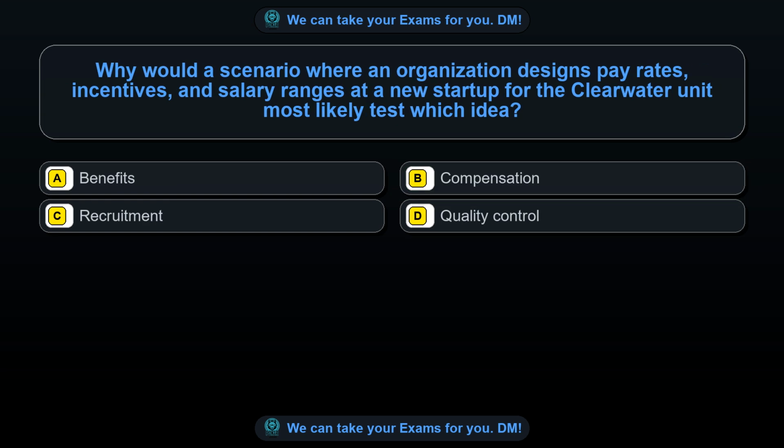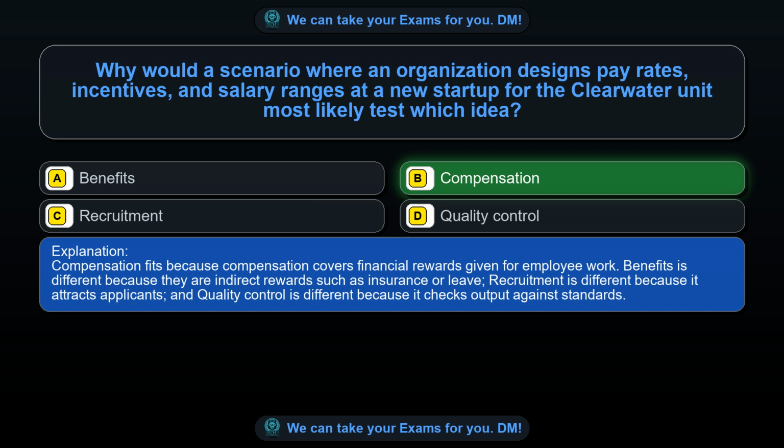Question 37. Why would a scenario where an organization designs pay rates, incentives, and salary ranges at a new startup for the Clearwater unit most likely test which idea? Option A, benefits. Option B, compensation. Option C, recruitment. Option D, quality control. The correct answer is option B, compensation.